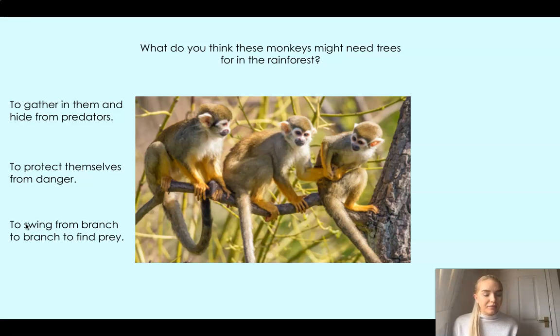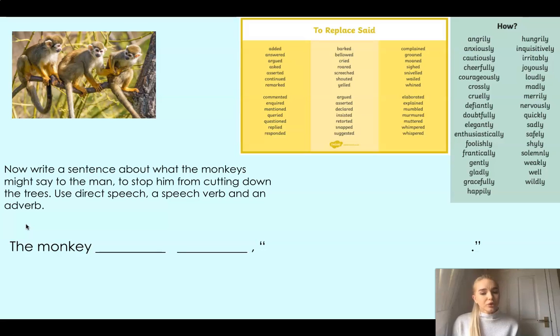So, what you're going to do in a moment is write a sentence about what some of the animals might be saying to the man to stop them from cutting down the trees. And we're going to have a go at one together. But I wanted to show you my thought process of thinking about what these animals might say.